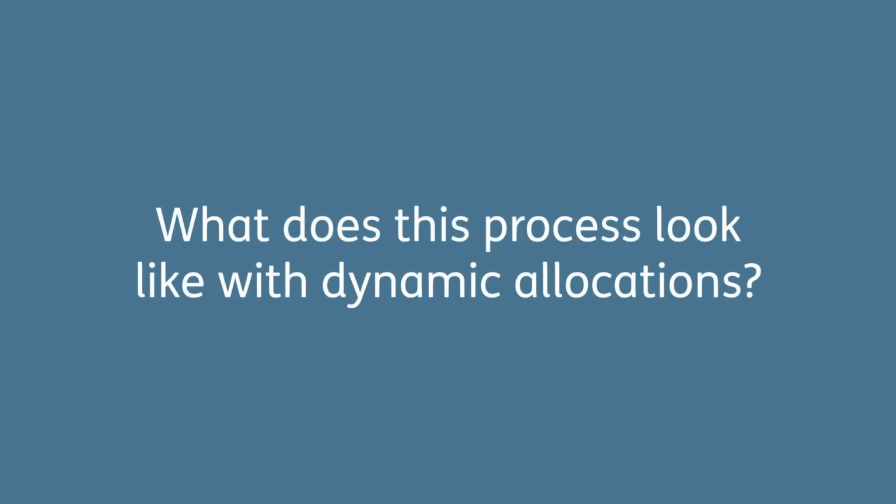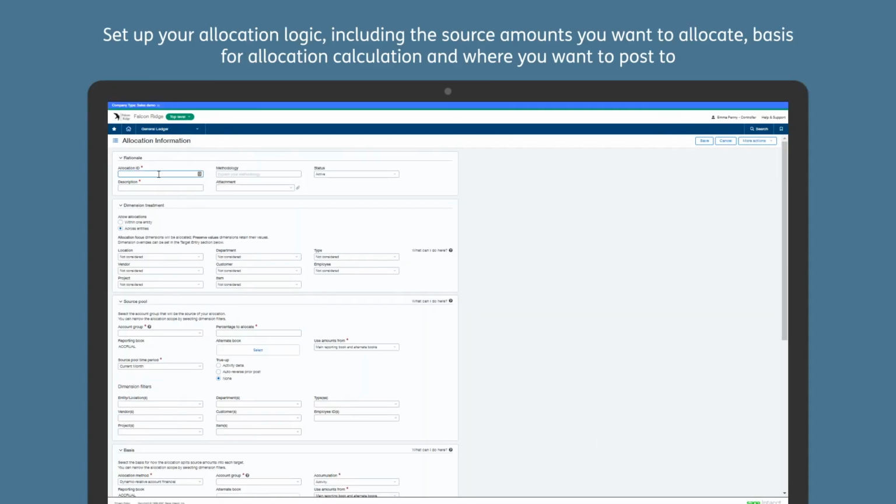Now we know both what the process looks like now and some examples of where we might want to use this. What does this process look like with dynamic allocations? Well, it's simple. Firstly, set up your allocation logic, including the source amounts that you want to allocate, the basis for the allocation calculation, and where you want to post to.